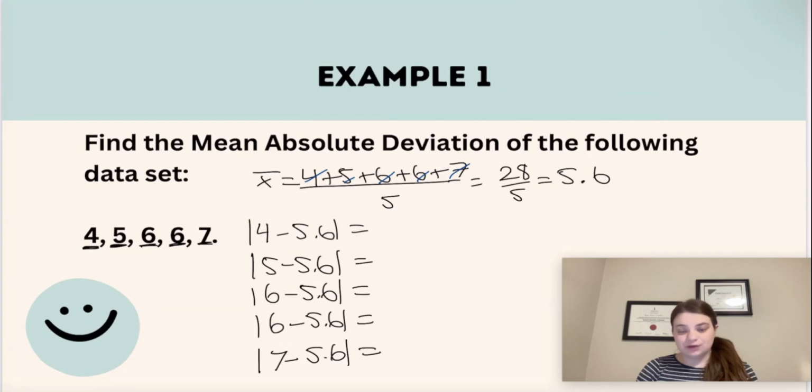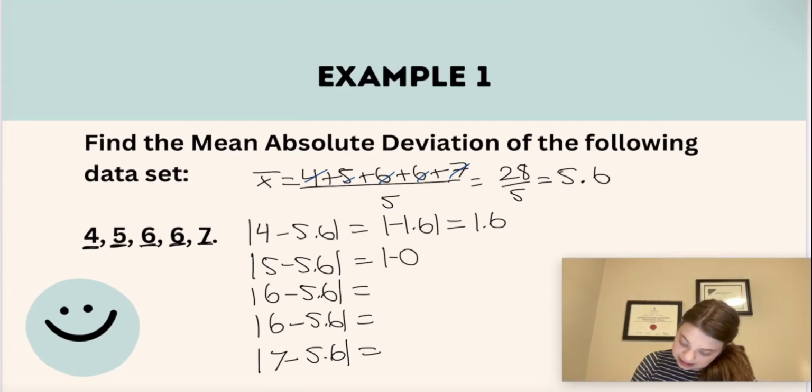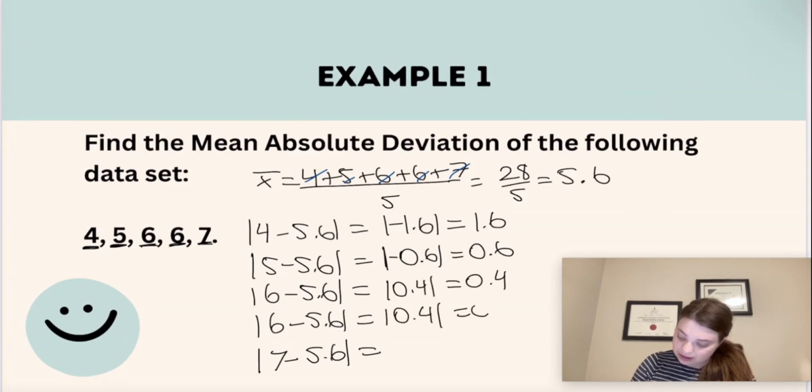All right, and as a reminder of what the absolute value means, essentially the absolute value is the distance from 0. So if we have a positive number, the absolute value is just that number. And if we have a negative number, then the absolute value is the positive version or the opposite of that number. So 4 minus 5.6 is going to be negative 1.6, and the absolute value of negative 1.6 would be positive 1.6. 5 minus 5.6 is negative 0.6, and the absolute value of that would be positive 0.6. 6 minus 5.6 is going to be 0.4, and the absolute value of 0.4 is just 0.4. For this next one, I'm just going to repeat what I wrote up top because it'll be the same a second time. And then 7 minus 5.6 would be 1.4, and the absolute value of 1.4 is 1.4.